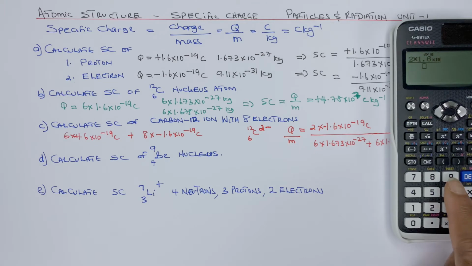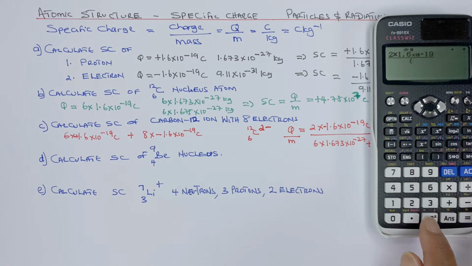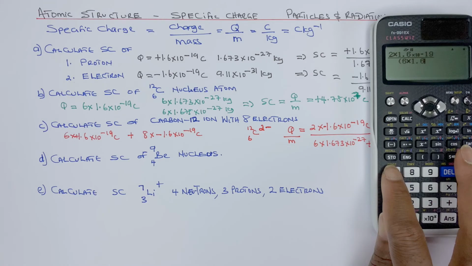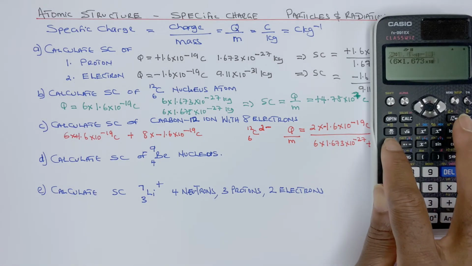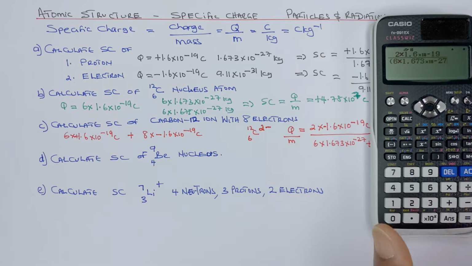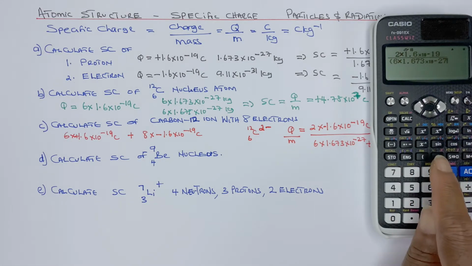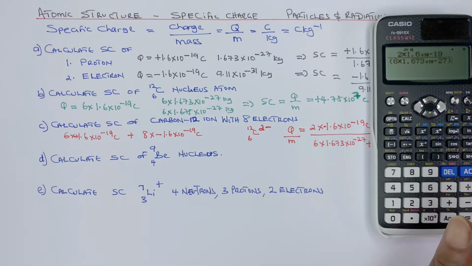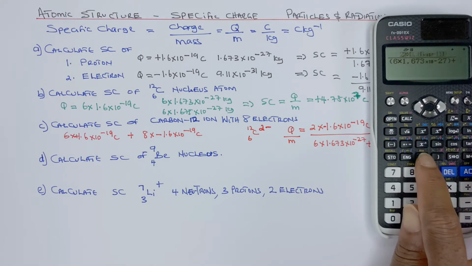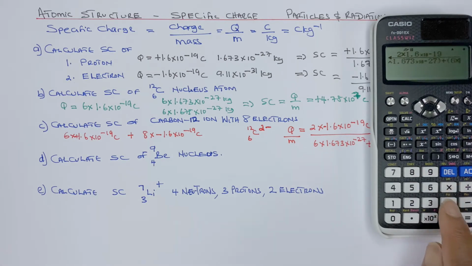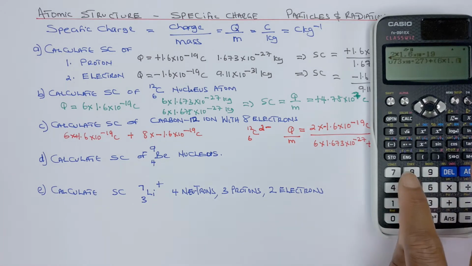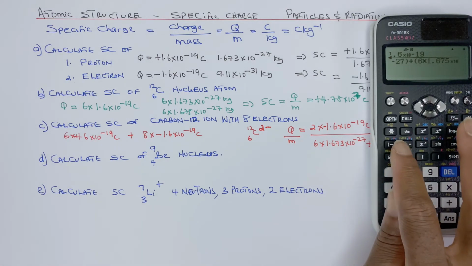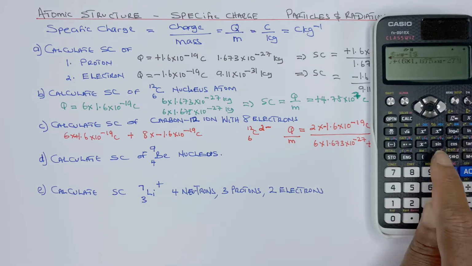1.6 times 10 to the power minus 19. Arrow key down. Now this time, open bracket. I've got 6 times 1.673 times 10 to the power minus 27. That's for the protons, close bracket. And I need to add that to the neutrons. That would be open bracket, 6 times 1.675 times 10 to the power minus 27, close bracket.